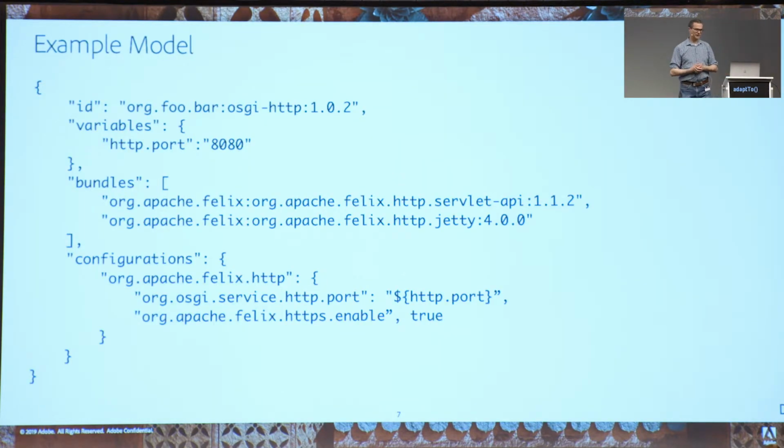Now let's have a quick look at what the feature model typically looks like. Normally the feature model is expressed as a JSON file. It has an ID. In this example, it has a variable, in this case an HTTP port, which defaults to 8080. But if you want a different one, you can specify it on the command line using -V. We have 2 bundles listed here and a bit of OSGi configuration. So this is a very basic feature that you could use to have the Felix HTTP runtime, which is based on Jetty.